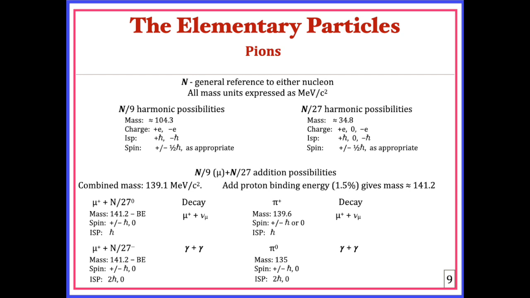However, there is indirect evidence for their existence. Have a look at what would happen if an N/27 harmonic combined with a muon. If the N/27th oscillation increased its mass by 1.5% upon being released from the proton, it and the muon's mass would total about 141 MeV per c squared. Allowing for a bit of binding energy to keep the two together gives the mass a bit under 141 MeV per c squared. As each particle has spin half h-bar, they will either add or subtract.